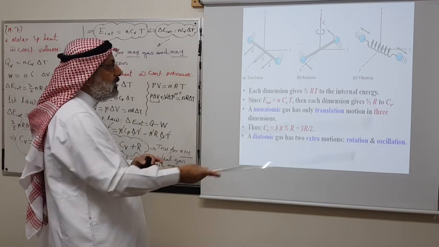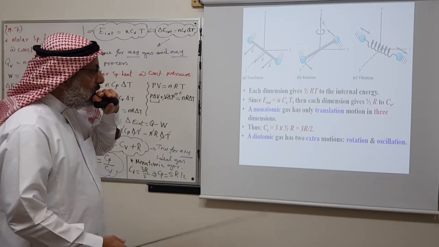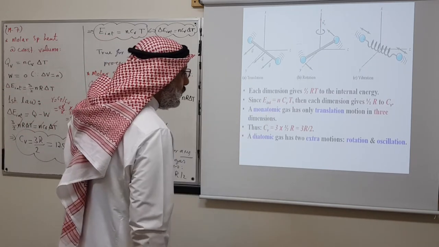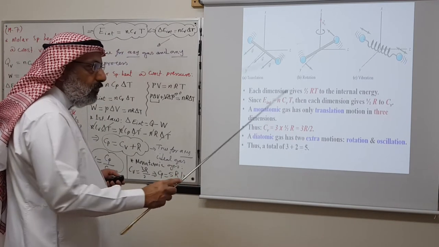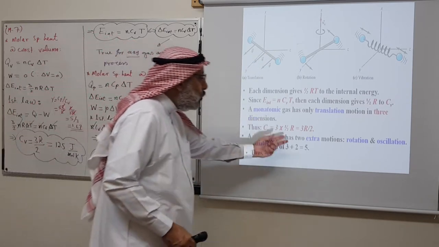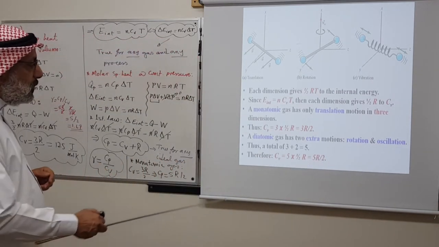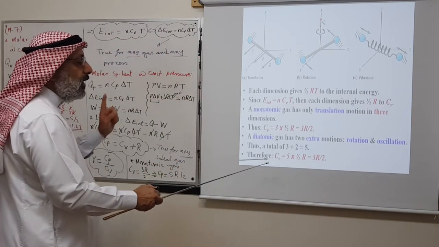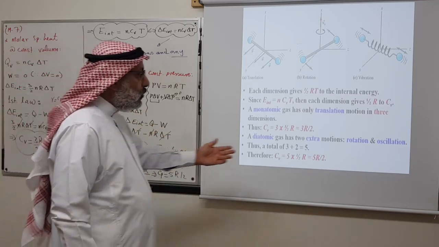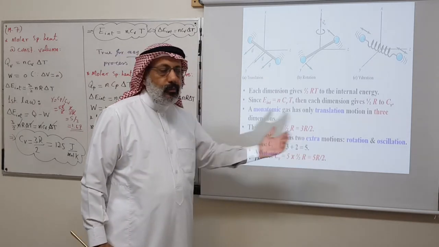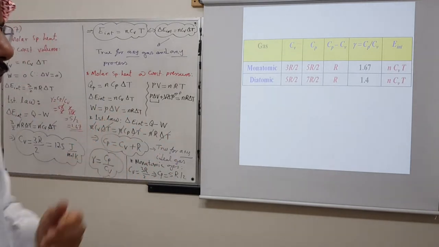A diatomic gas, like what we have here, has two extra motions, which are rotation and vibration. And therefore, we have the three as before for X, Y, Z, and now we have two coming from rotation and vibration. Therefore, for the molar specific heat of an ideal diatomic gas, we now have 5 instead of 3 as before, so it will be 5R over 2. And therefore, we have this table that compares diatomic and monoatomic gases.